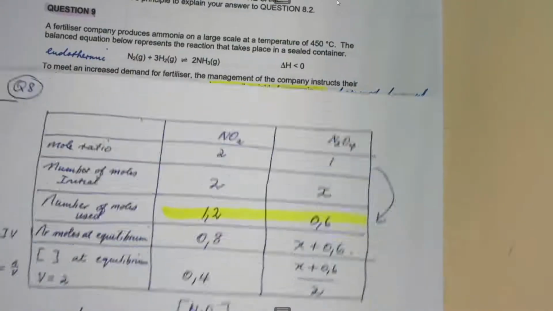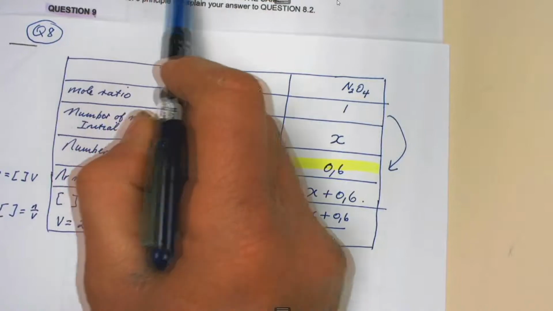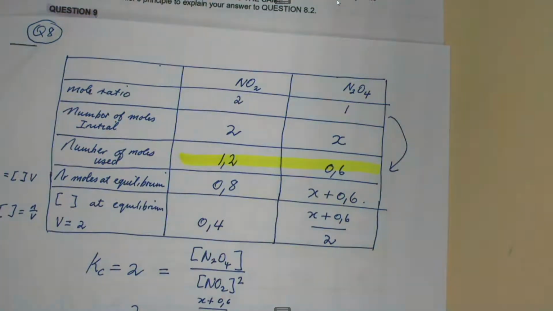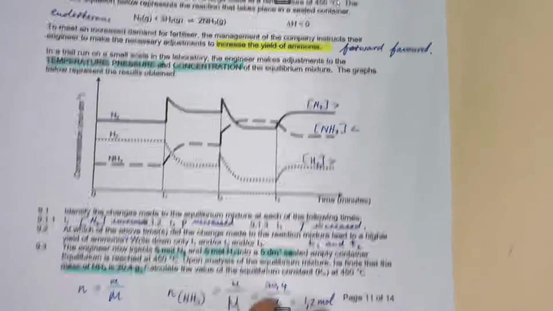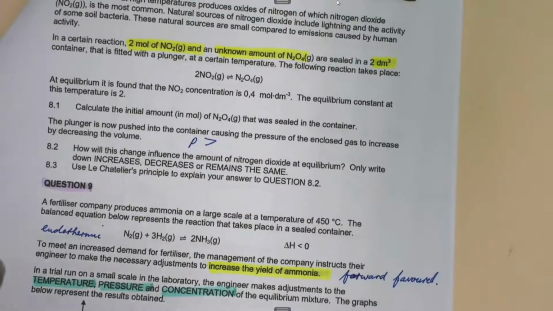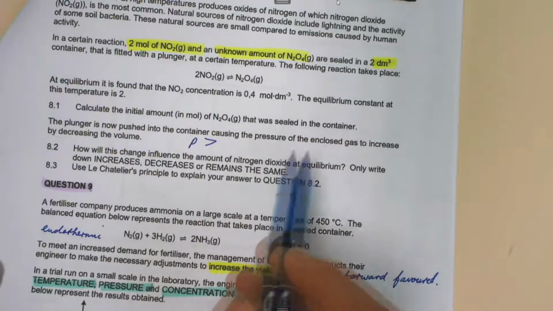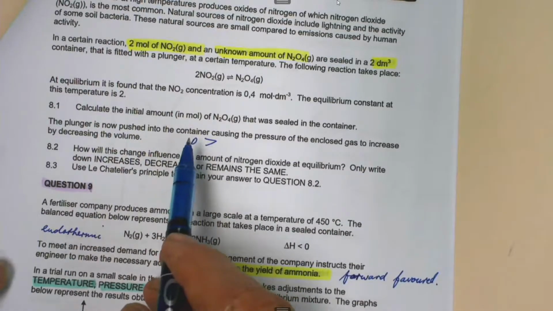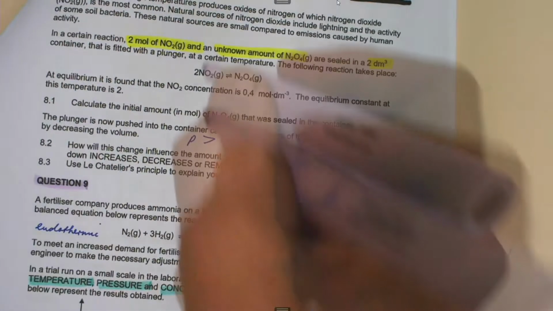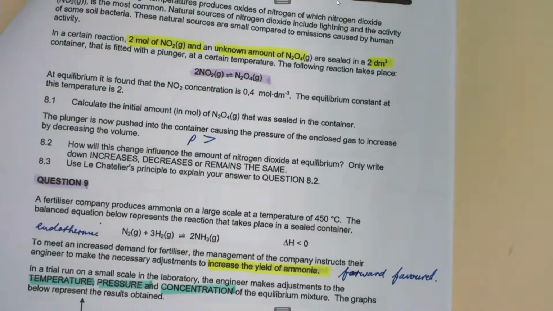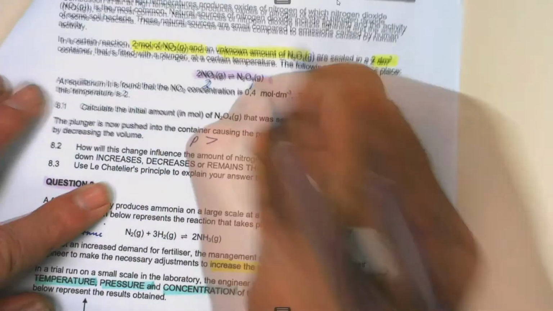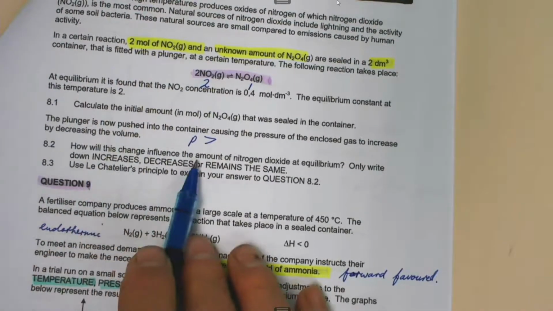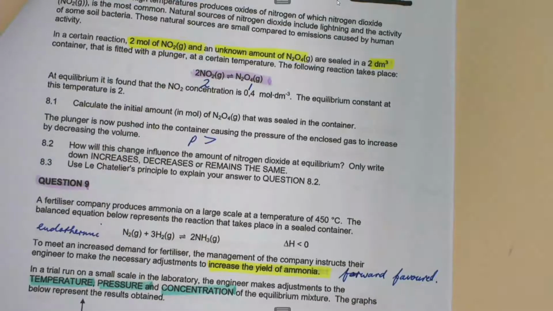All right, then they ask me, the plunger is now pushed in, causing the pressure to increase. So I have a pressure increase. The plunger is now pushed into the container, causing the pressure of the gas to increase because the volume has decreased. Now, talking of pressure, I like to go back to my balanced equation. On the left-hand side, I have 2 moles of gas. On the right-hand side, I have 1 mole of gas. So now the question is, what will happen to the amount of nitrogen dioxide?